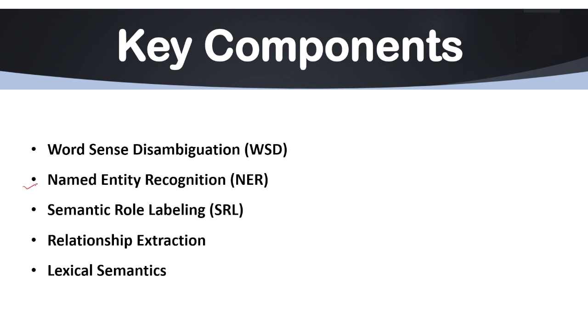Another component is named entity recognition. So it identifies names of people, places, organizations, etc. If I'm writing here, let's say Apple is launching a new product. Here Apple means company, not the fruit, right? So named entity recognition identifies names of people, places, and organizations.